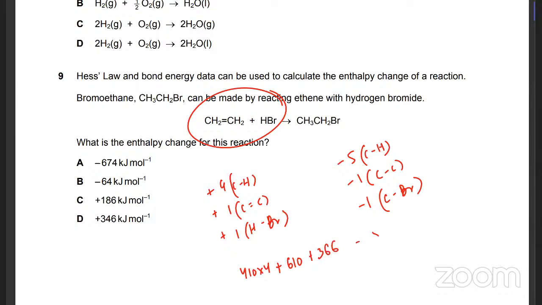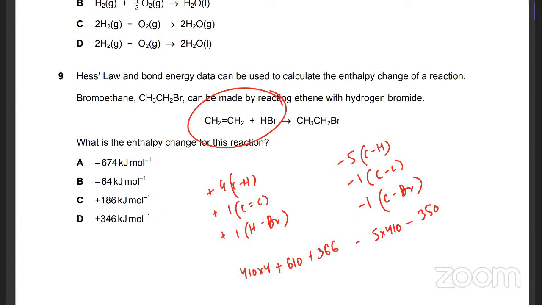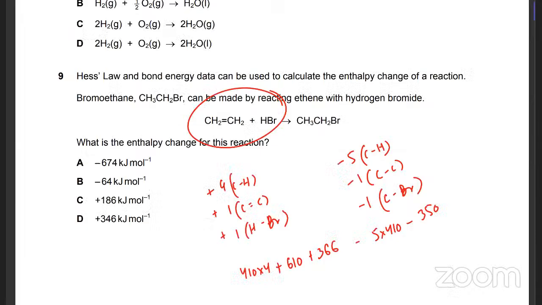And -5 C-H bonds, right? So that's 5 into 410. And they're all going to be negative. Or I can get rid of the bracket, just put negative signs next to it. Bond formation is exothermic. C single bond C, that's what we are forming as well in the product. So that's 350. And I've got a C-Br bond as well. That's 280. So what do we get for this? -64.